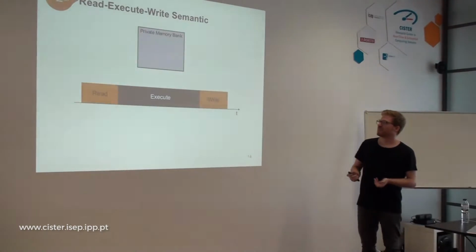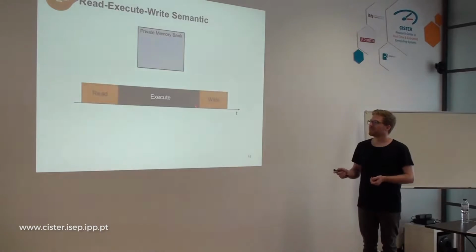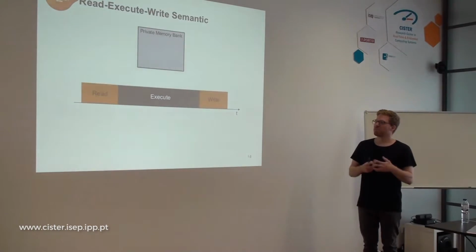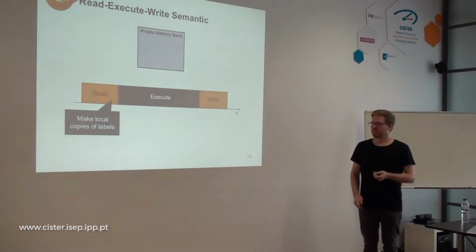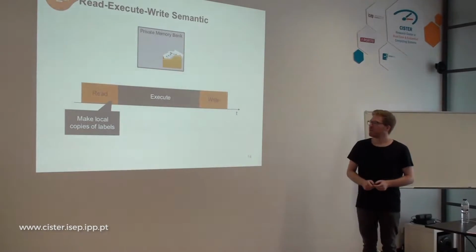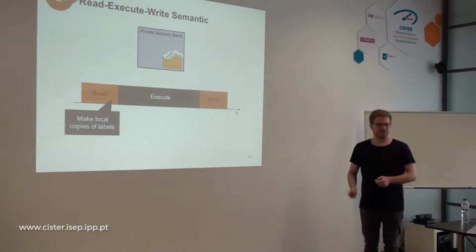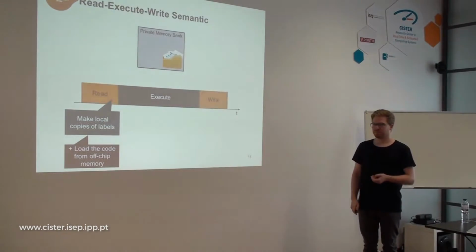Now, once we know that we have this private memory bank, which is assigned for one runnable's execution, we can tie it together with the read-execute-write semantic. So basically, what we need to do in the read part is, as I already explained, make those local copies. So we copy from the global memory label bank into our private label bank. But now we also need to get the code here somehow, and the code is located off-chip at the moment. So we have to access the network on chip and load the code into our private memory bank.